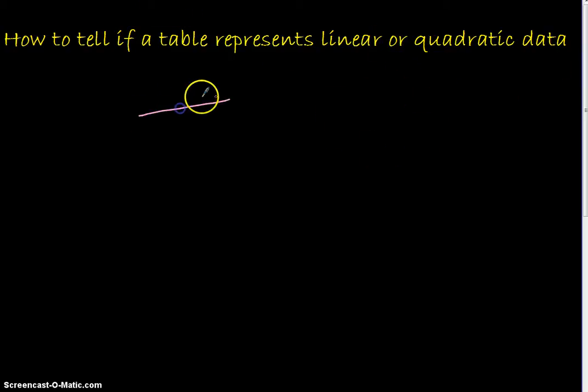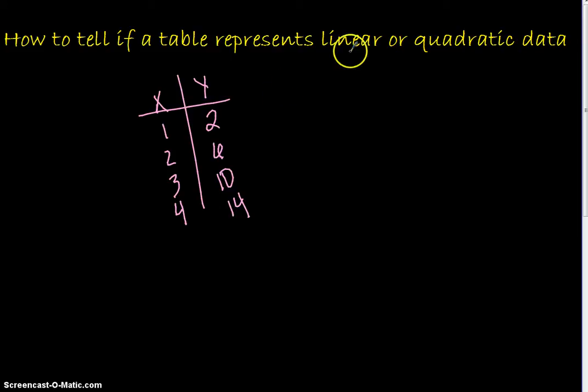When you have a table, it's going to have x and y values. And what you do to figure out if it's linear or quadratic is you do your first difference. 6 minus 2 is 4. 10 minus 6 is 4. 14 minus 10 is 4.